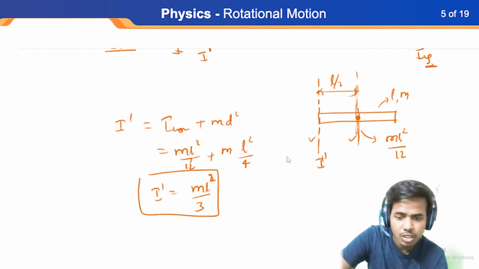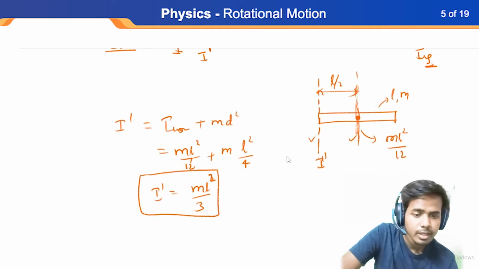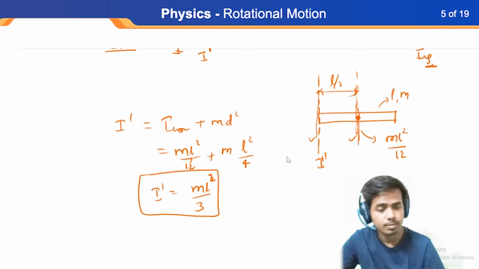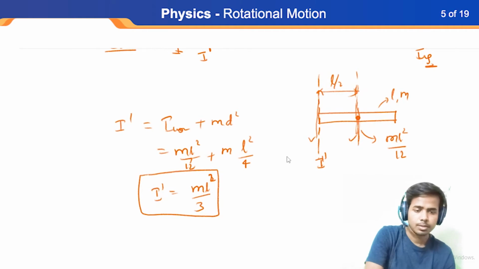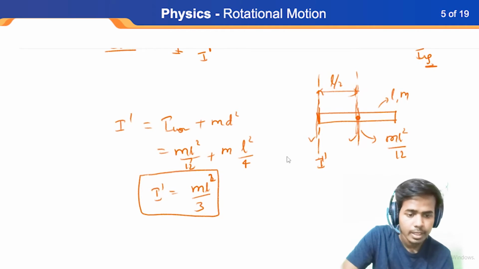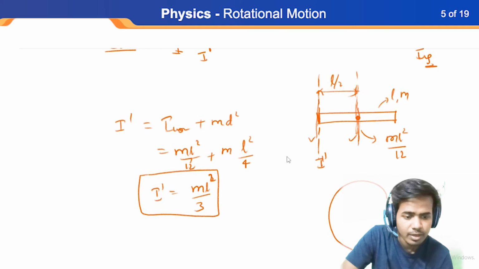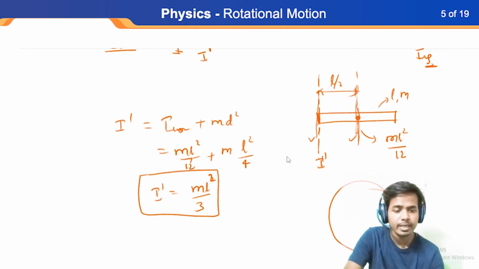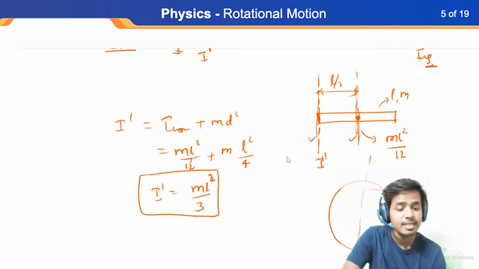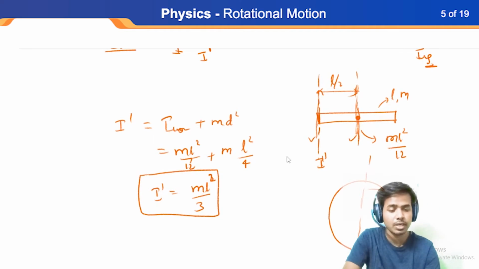This is the moment of inertia for a rod hinged from one of the sides, or one of the end points. All right. In the same manner, let's say you have a ring and you want to find the moment of inertia about this axis, which is in the same plane as the plane of the ring.